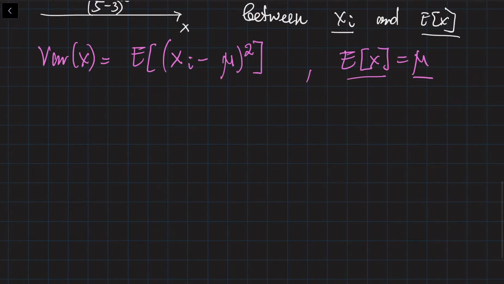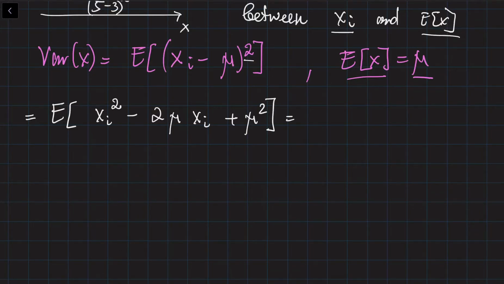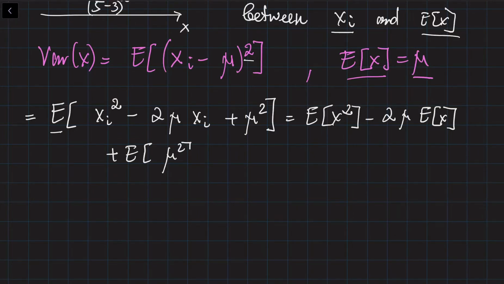So I'm going to open the brackets here. It's going to be E of xi in the square minus 2 mu xi, plus mu in the square. If you apply the E to all the terms, you can apply it linearly to every term. It's going to be the expected value of x in the square minus 2 mu times the expected value of x, because mu is a constant and 2 is a constant, so you can take them out of the expected value, plus the expected value of a constant in the square.